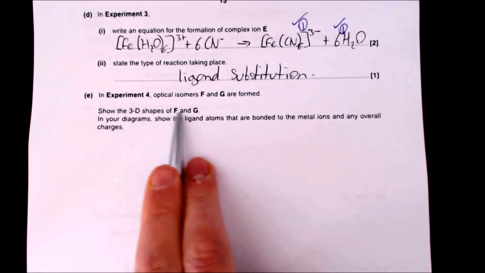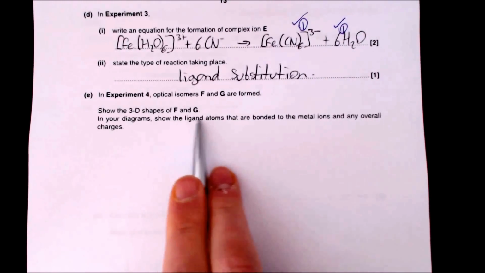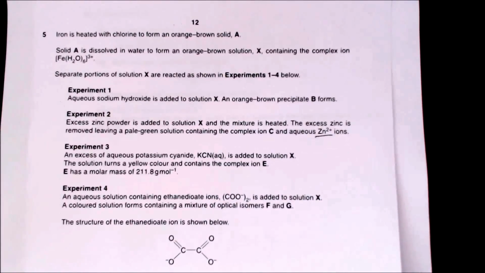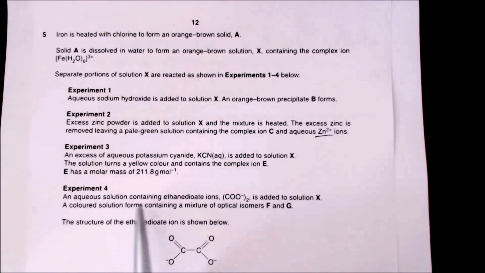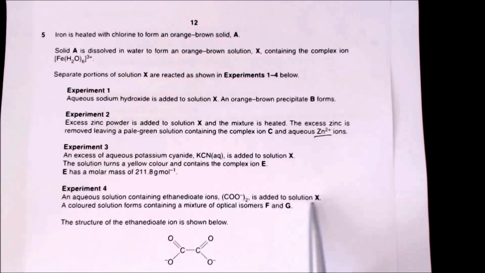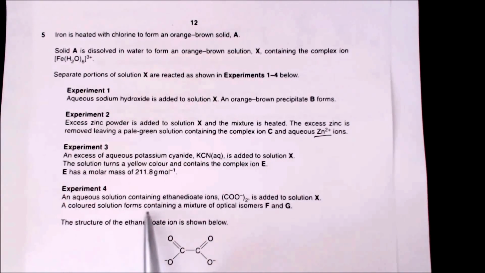Alright, okay, so the next one, it says in experiment 4, optical isomers F and G are formed. Show the 3D shapes of F and G, and in your diagram show the ligand atoms that are bonded to the metal ions and any overall charges. Right, so we've got 3 marks for this one. So we'll bring this one back in again. So experiment 4, like we said, was an aqueous solution containing ethanedioate ions, which is this one here, is added to solution X, and a coloured solution forms containing a mixture of the optical isomers F and G.